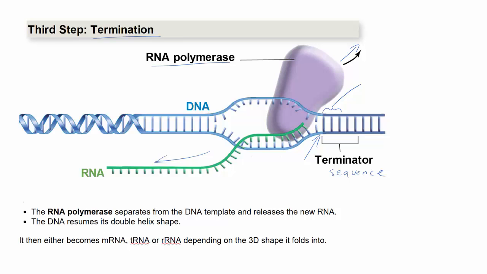The DNA then winds itself up again into the double helix shape. The RNA becomes one of three different molecules depending on the shape it forms, which could be mRNA, tRNA, or rRNA, and that all depends on the three-dimensional shape that the RNA folds into.